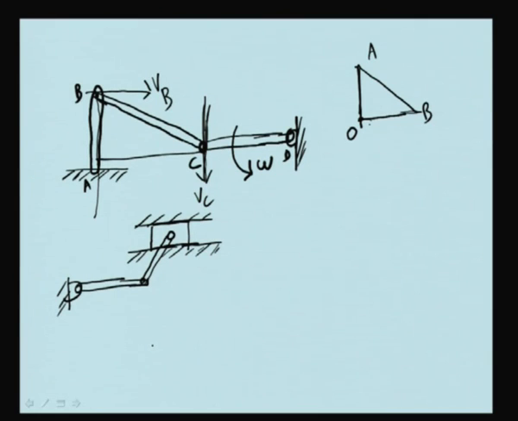Now, the instantaneous center of rotation of this link is obviously at A, B, C. The instantaneous center of rotation of this slider is at infinity. You can draw a line perpendicular to the motion of this slider and say that the instantaneous center lies somewhere at infinity on this line. Now, the instantaneous center of rotation of BC at the instant the velocity of AB is in the vertical, B point is in the vertical direction.